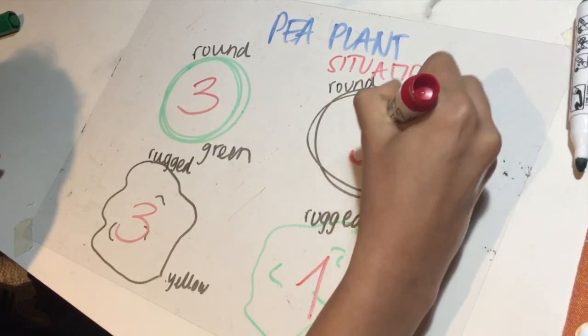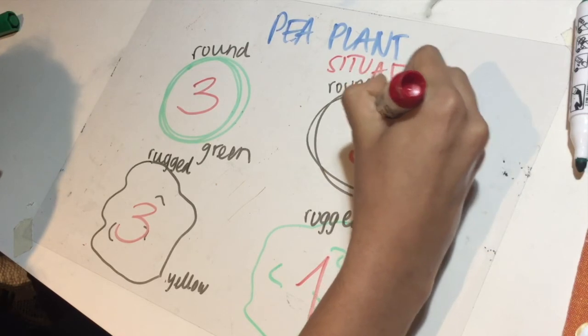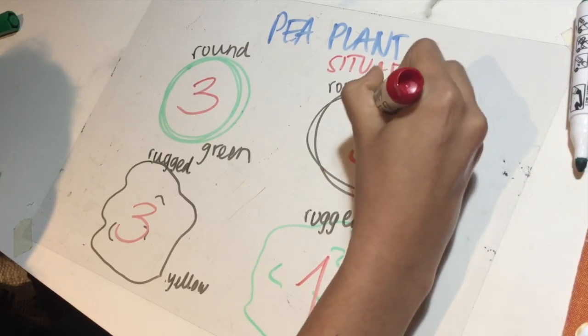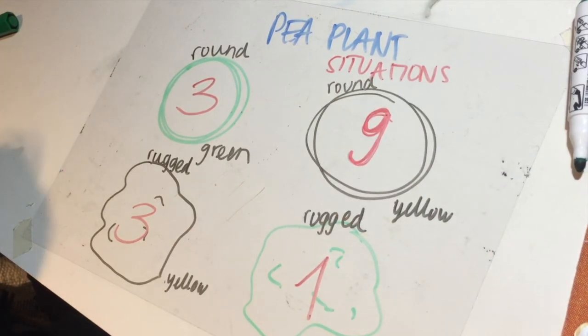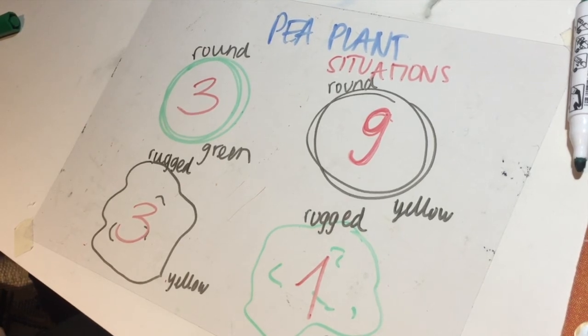So using this Punnett square, we can say that the plant will be yellow and round, and that is the use of the Punnett square. In conclusion, it is to determine the probability of an offspring getting characteristics from its parents.